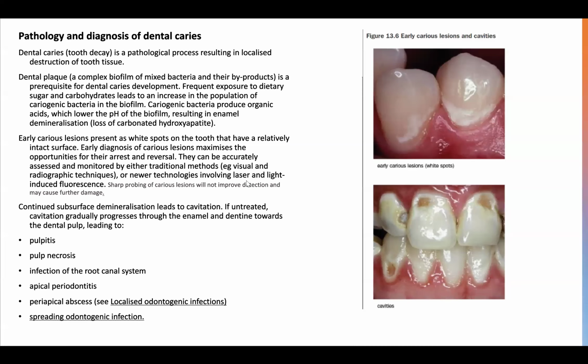So do not probe it. If you get any option where they have probing for code 1 lesions, don't opt for it. You know the sequela. If you leave them untreated, you get pulpitis, necrosis, infection, apical periodontitis, leading eventually to spreading odontogenic infections.